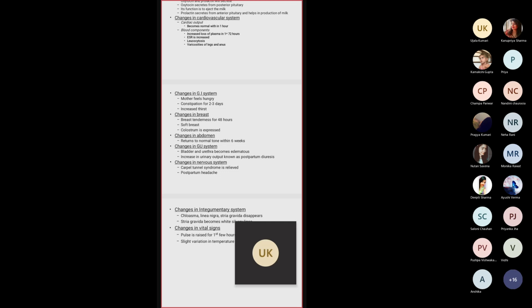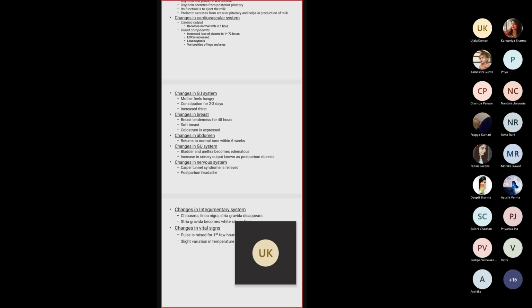What are the changes in the breast? Breast tenderness will be there for a minimum of 48 hours. Some women may have soft breasts, and colostrum will be expressed. Colostrum is the first breast milk. And some women may even experience breast engorgement.